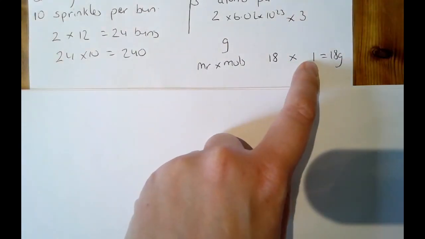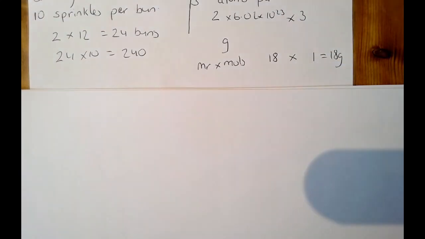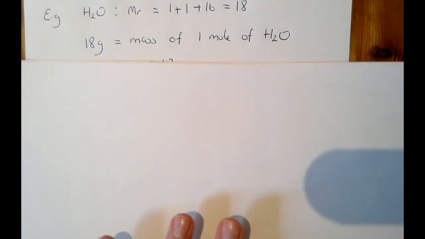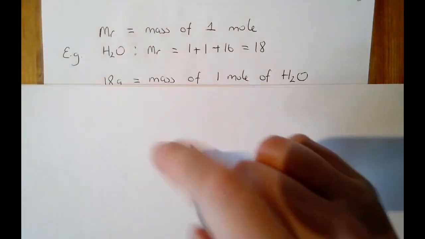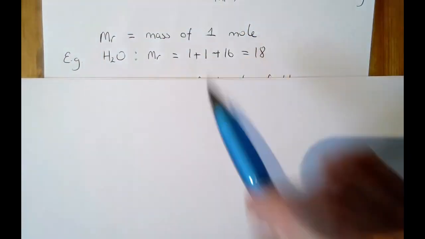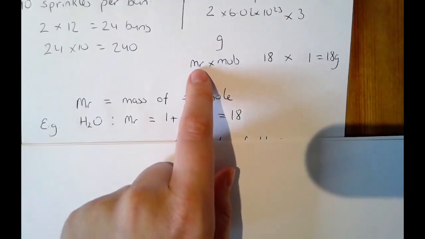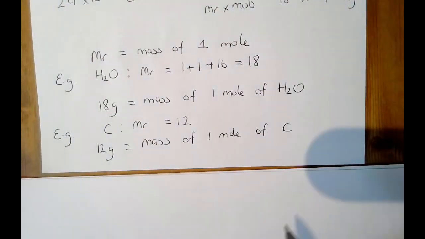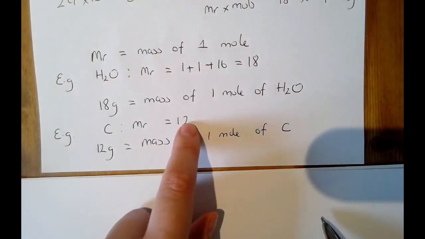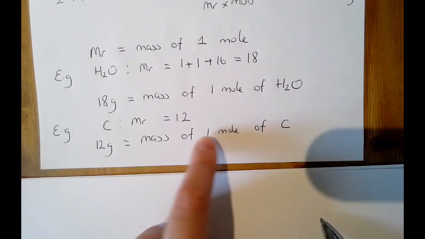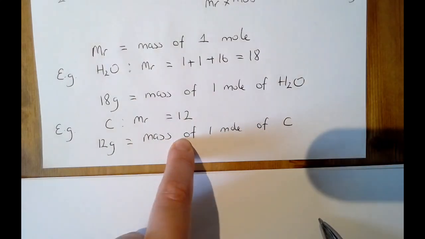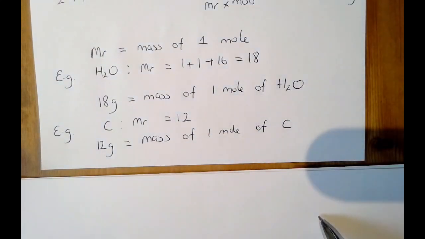So that tells me if I have 1 mole of water, so exactly 6.02 by 10 to the 23 molecules of water, it's going to have a mass of 18 grams. Okay, so the important thing to remember here is that the formula mass is the mass of 1 mole. Okay, so our formula mass up here was 18 and the mass of 1 mole of water molecules was 18 grams. Similarly here, for carbon, the formula mass of carbon is 12. If I had exactly 1 mole of carbon, it would have a mass of 12 grams. So the mass of 1 mole of carbon is the same as the formula mass of carbon.